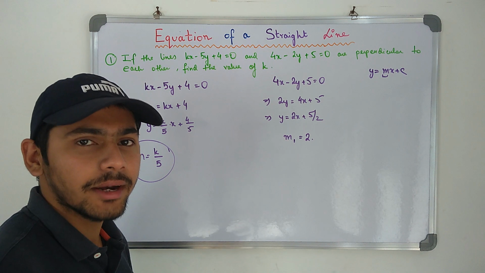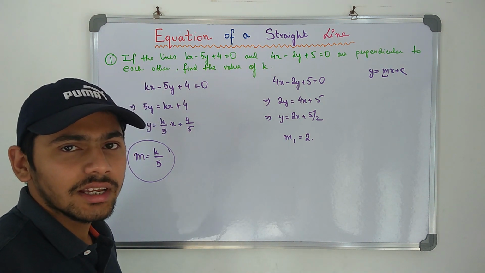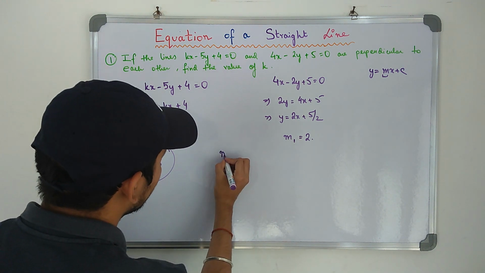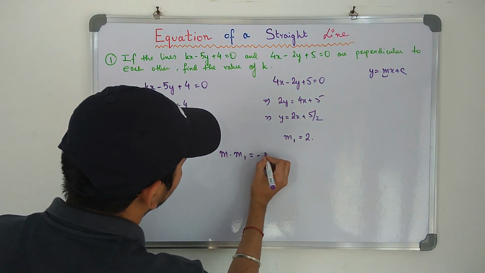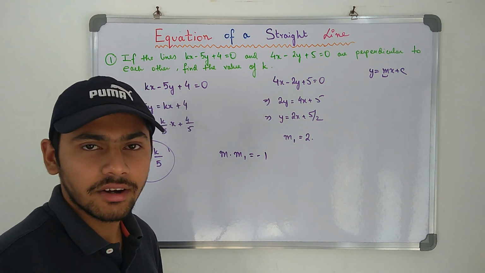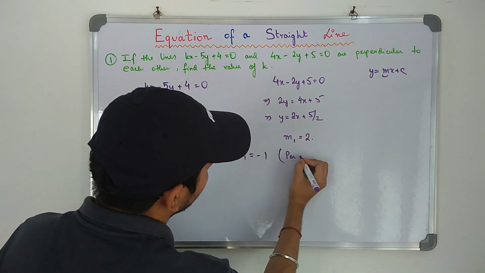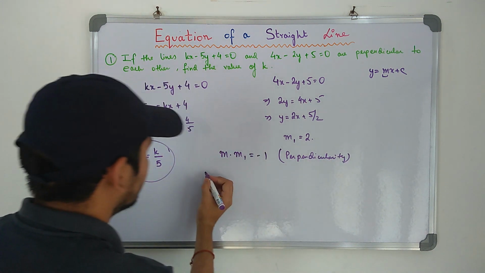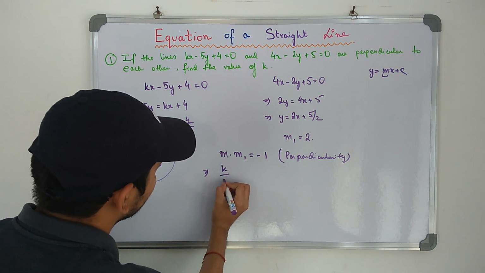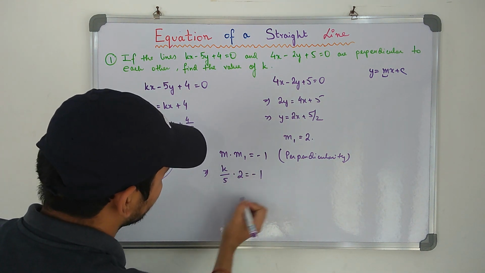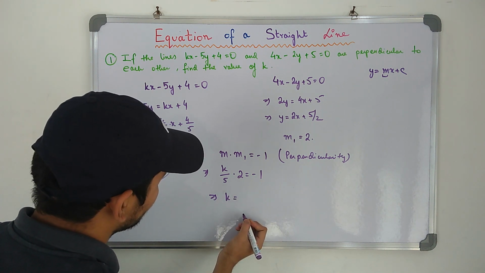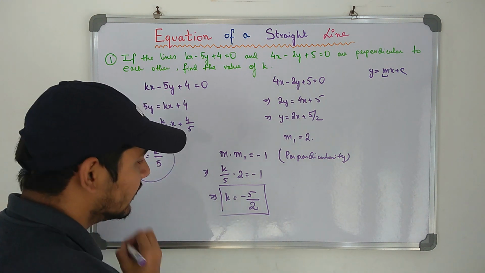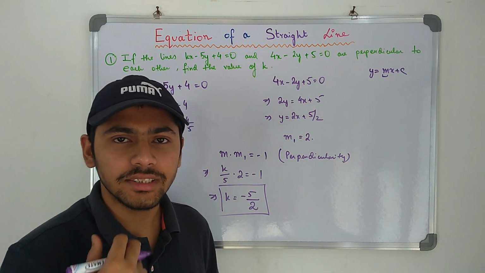Now as both of them are perpendicular to each other, as I already told you, the product of their slopes will be equal to minus 1, which means m into m1 is equal to minus 1. This is the condition for perpendicularity. So what do we get? k by 5 into 2 is equal to minus 1. Therefore k is equal to minus 5 by 2. This is the value of k. Now we'll move on to the next question.